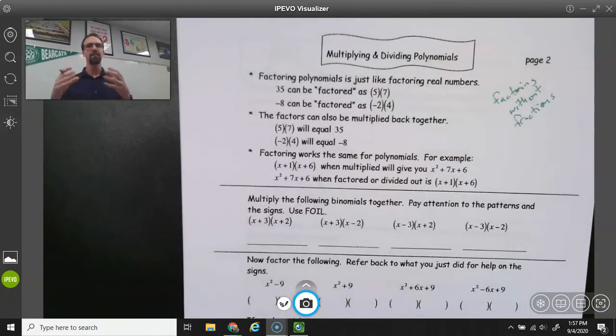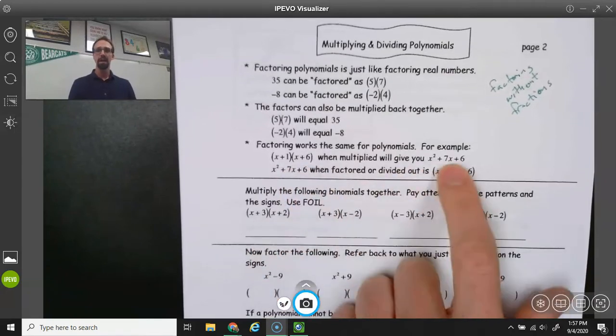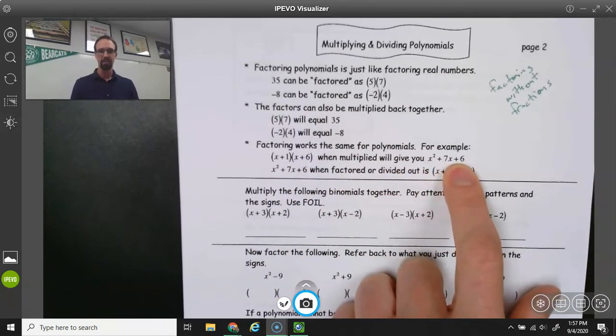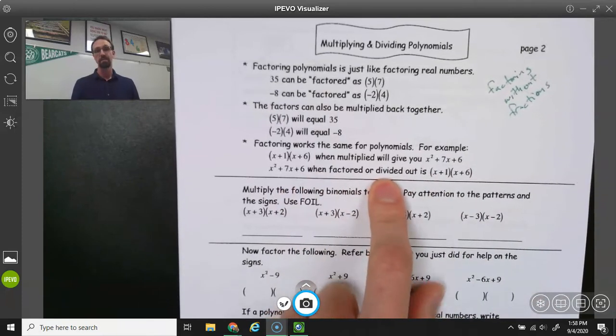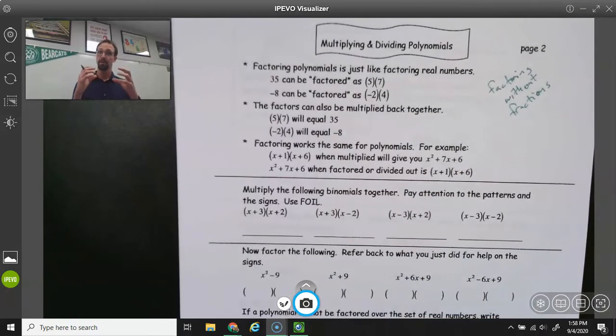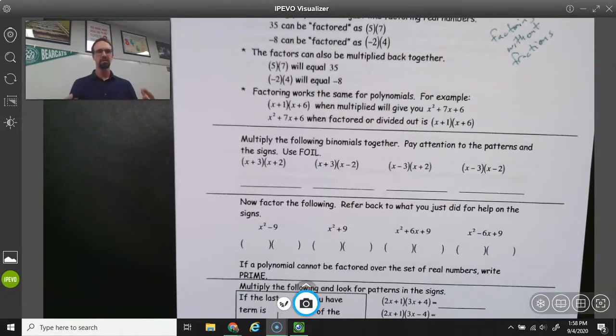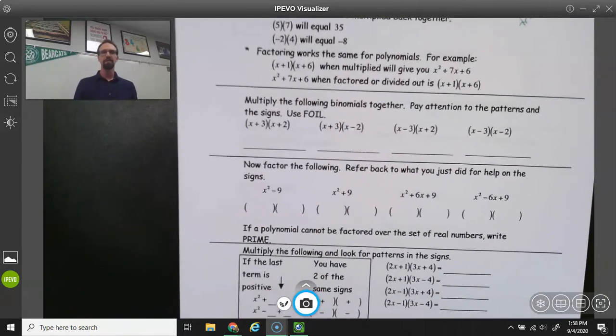So factoring in and of itself may seem difficult up front. What you're doing is you're making the problem more manageable, bite-sized, if you will, so that you can then approach it differently later. So the idea here, x plus 1 times x plus 6, when we multiply together, gives us x squared plus 7x plus 6. And then when we factor, or again, here's the division, divide out, we get x plus 1 times x plus 6. And we can do things with x plus 1 and x plus 6 a lot easier than we could do with x squared plus 7x plus 6. So the idea here is that we're breaking up into pieces or chunks, and then we can do things with these chunks.